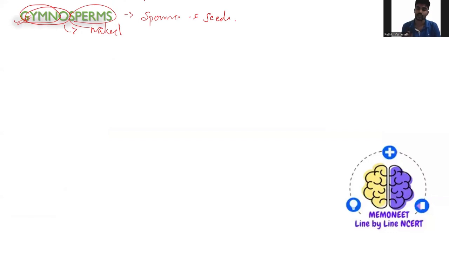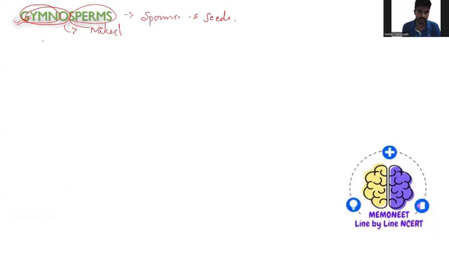So this is one thing, that too both before the fertilization as well as after the fertilization. The seeds are developed post fertilization and they are not covered basically. So these things can be seen in the gymnosperms, the naked kind of seeds.